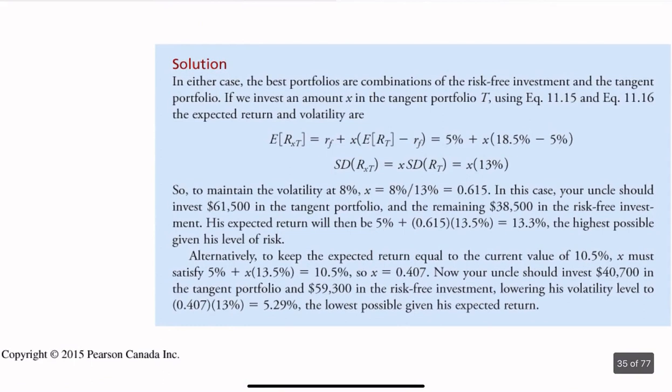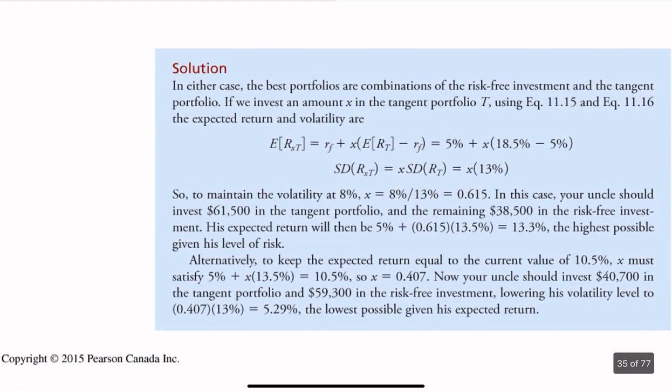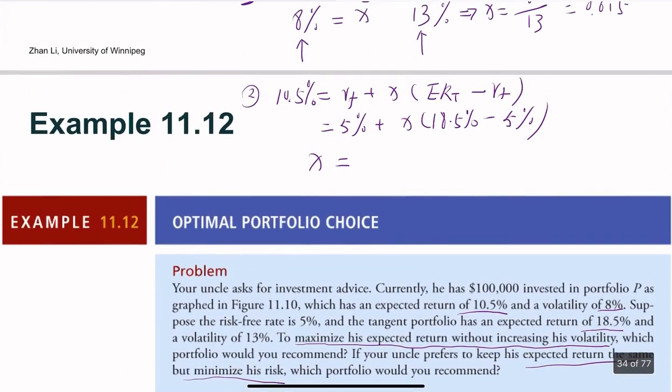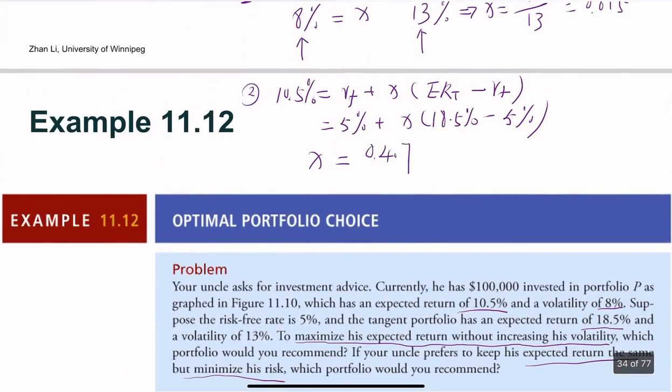So what's the answer here? This solves to 0.407, right? So in the second case, the uncle should put about 40% of his money into this tangent portfolio and invest the other 60% into this risk-free asset. Okay, that's for today's class.